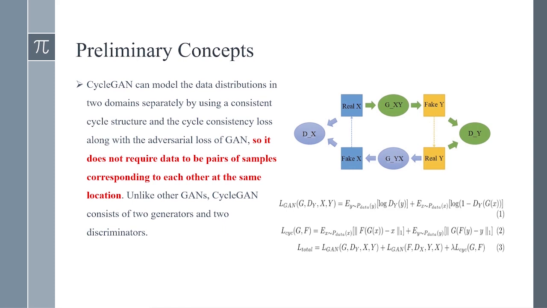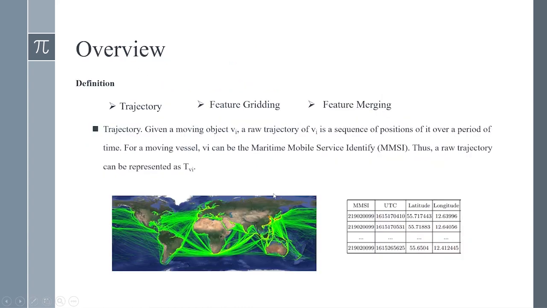CycleGAN can model the data distribution in two domains, supplied by the CycleGAN's trajectory and CycleGAN's consists. Supervised methods require data to be paired, or samples corresponding to each other at the same location. Unlike them, CycleGAN consists of two generators and two discriminators.